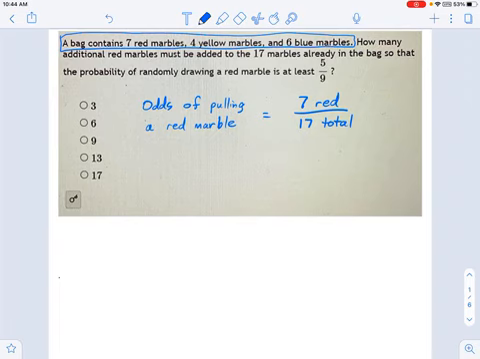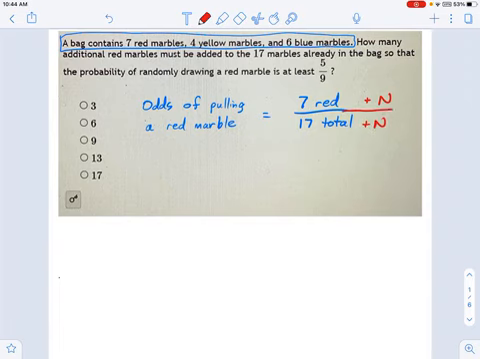Well, let's think about that. 7 divided by 17 is like 41%. But 5 out of 9 is 55%. So we want to have higher odds of drawing red marbles. And the way we're going to do that is by adding red marbles to the bag, right? The more red marbles you mix in, the greater your chances of pulling a red.